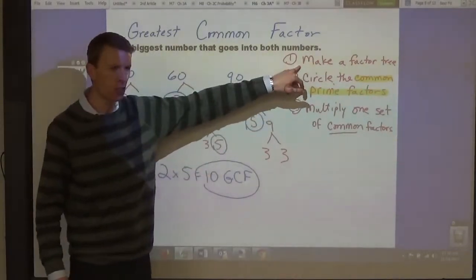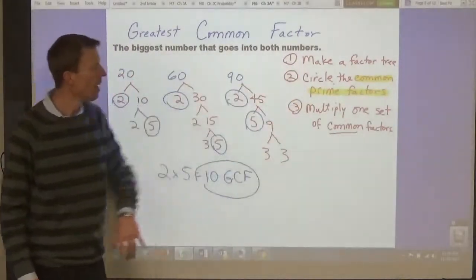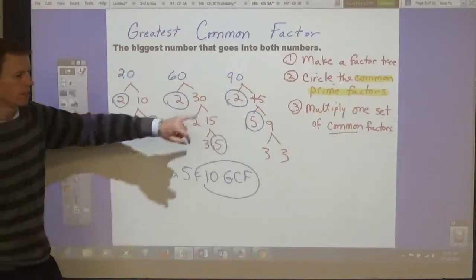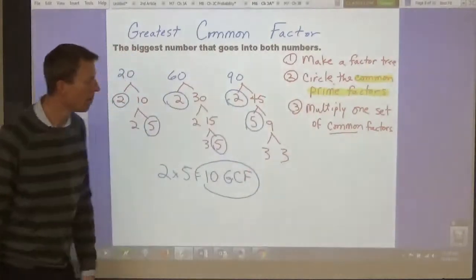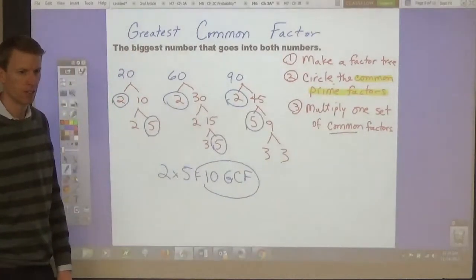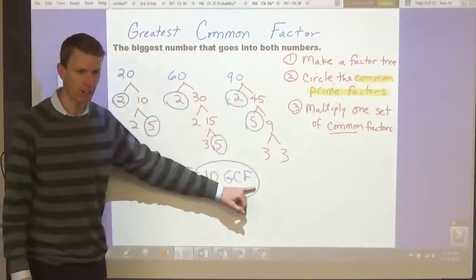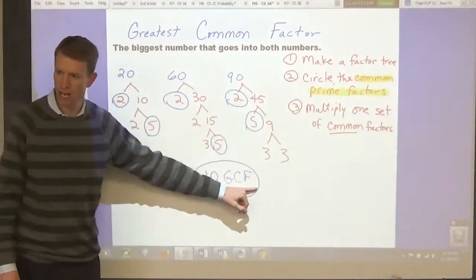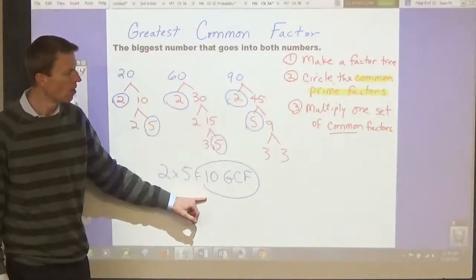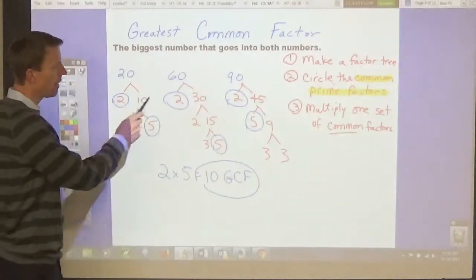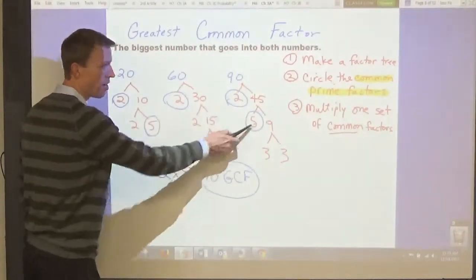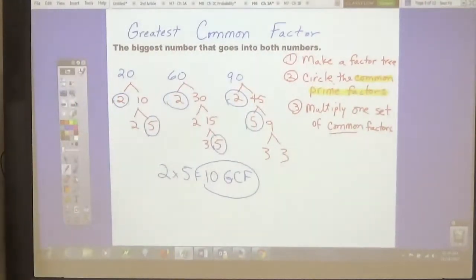We make a factor tree. Then, in step 2, you circle the common prime factors. Okay, so instead of writing out the prime factorization, which you did for the lowest common multiple, what we're going to do is find the common factors in each number and circle those.